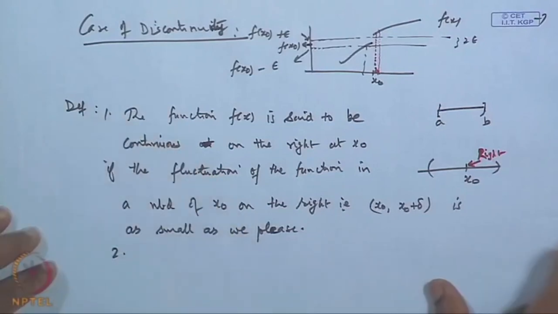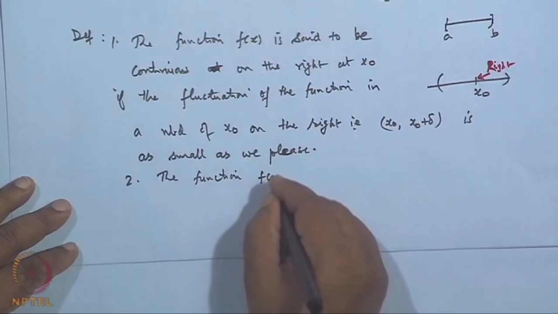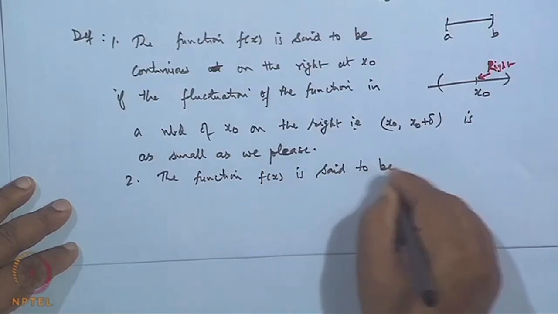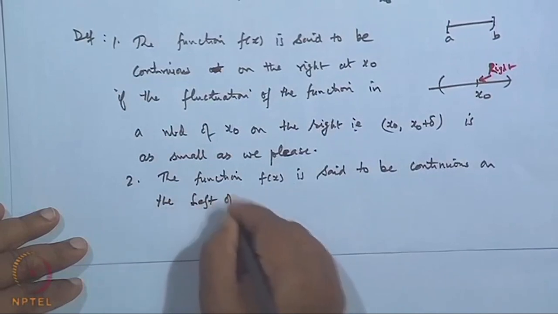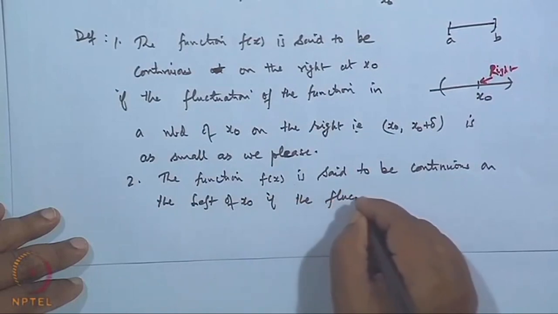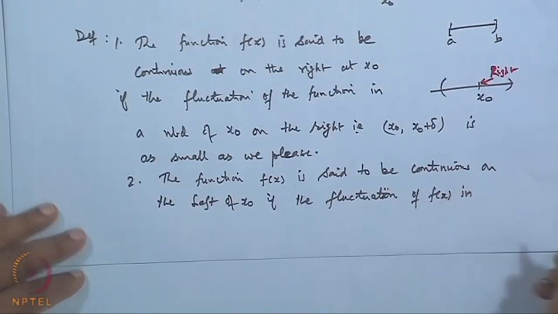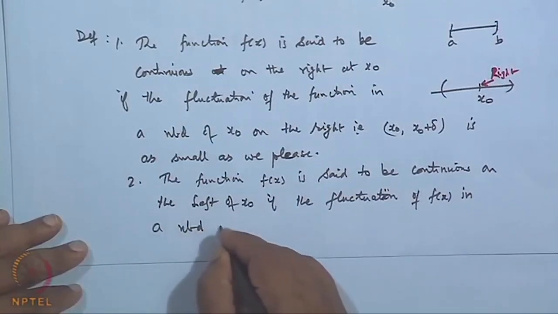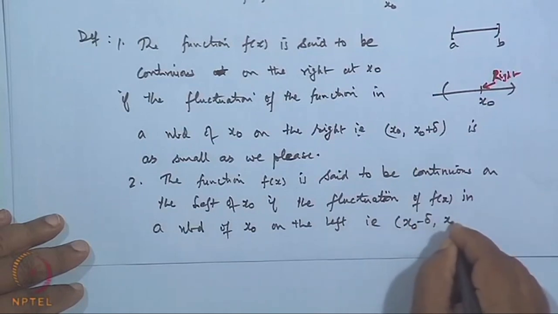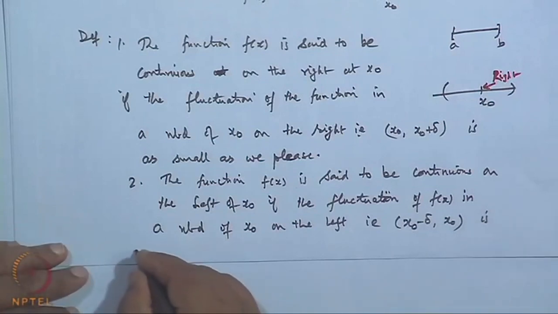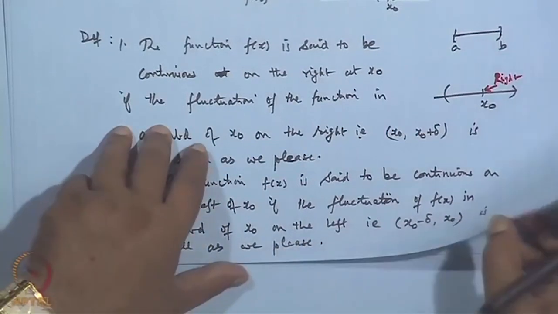Then we say the function is continuous at the point x naught from the right-hand side. Similarly, the function f(x) is said to be continuous on the left of x naught if the fluctuation of the function in a neighborhood of x naught on the left, that is x naught minus delta, is as small as we please. So that's the important one.